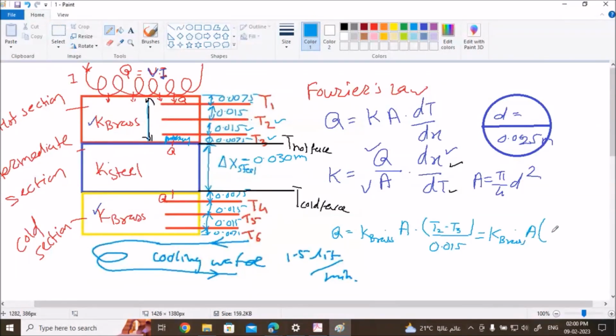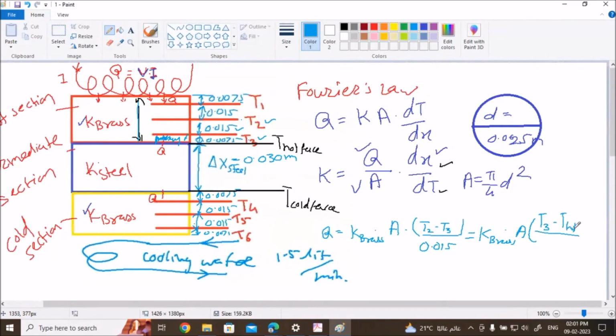Area is same. Now the temperature difference is T3 minus T hot phase divided by 0.0075, the distance between them. This is the same Q, same material, brass, so these get cancelled. Area is same, so that also gets cancelled. Now I will write the remaining terms.